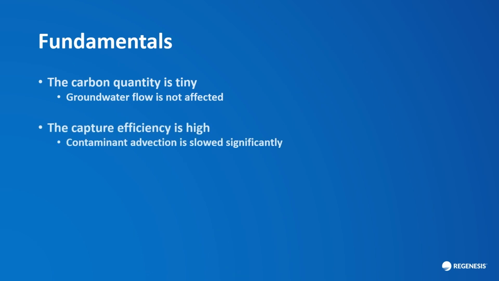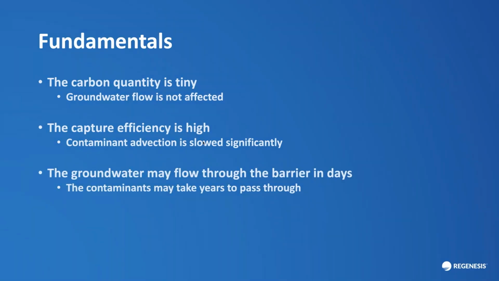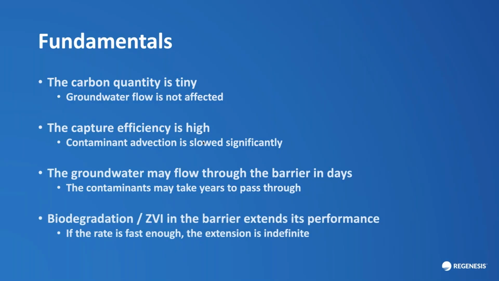The capture efficiency is very high, which means that the contaminant advection, the contaminant movement in groundwater, is slowed significantly. The contaminants are slowed, the groundwater isn't. The groundwater may therefore flow through the barrier in days, but the contaminants may take years to pass through. And if they are amenable to degradation or zero-valent iron treatment, then applying reagents to support that into the barrier will extend its performance. And if the degradation rates are fast enough, the extension will be indefinite.